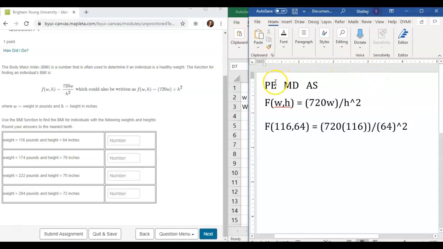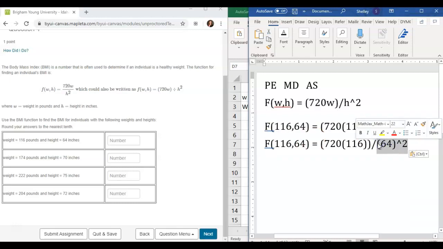Okay, so we're going to do the exponent first because the order of operations tells us we need to. We're going to copy and paste and do 64 squared first. This gives me 4,096. And then again, going back to the order of operations, now that we have the parentheses and exponents taken care of, we're going to multiply and divide from left to right. So here we're going to multiply these and then divide by 4,096.